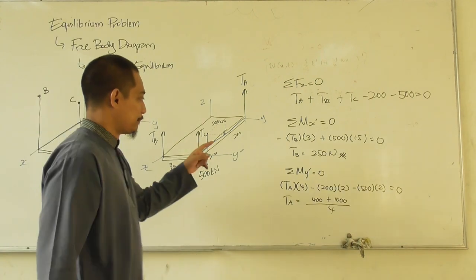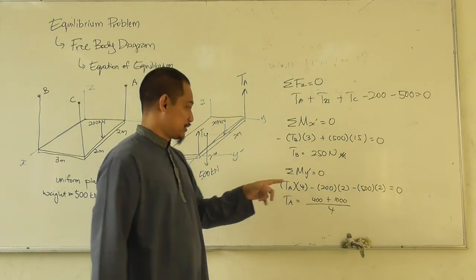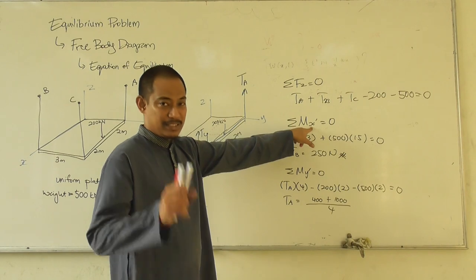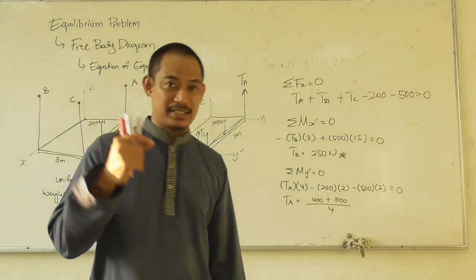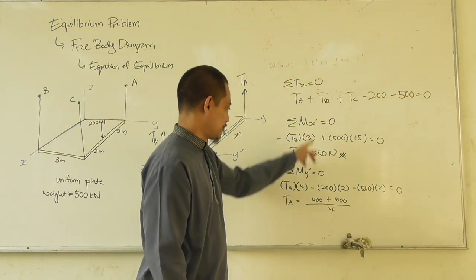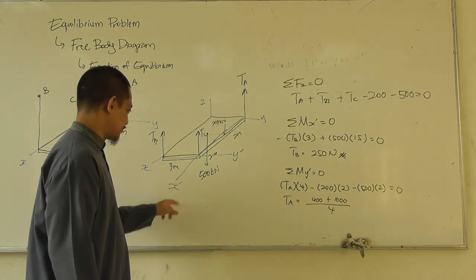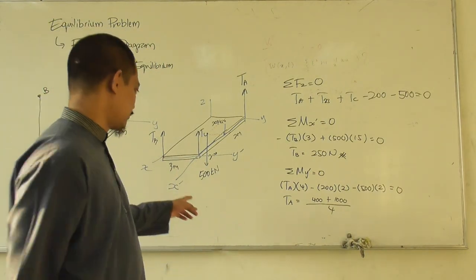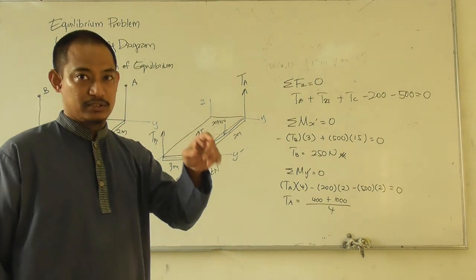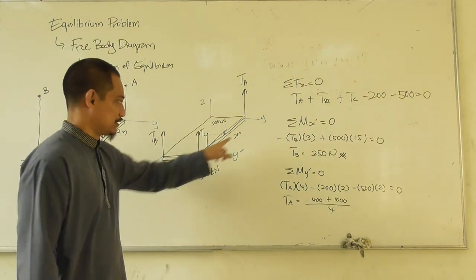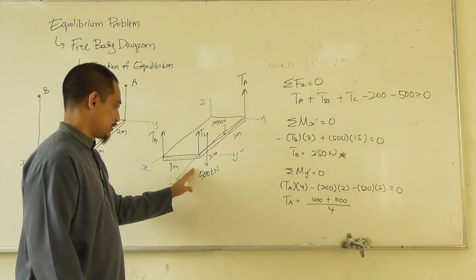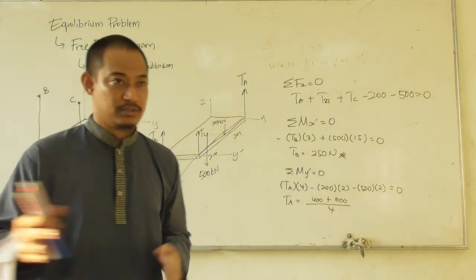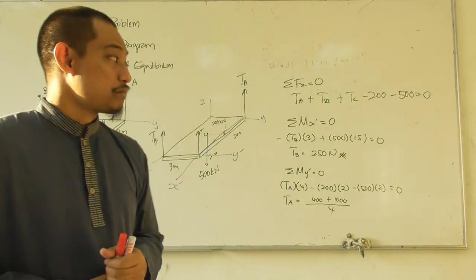Alright, so again, if you want to do this, the label has to be clear. The examiner should know exactly what's going on. If you say this is x prime, y prime, it should be clear where x prime, y prime is. You cannot use x and y here because in the question, it already specified this is x, this is y. If you suddenly use this as x, y, it will create confusion. It doesn't make sense.